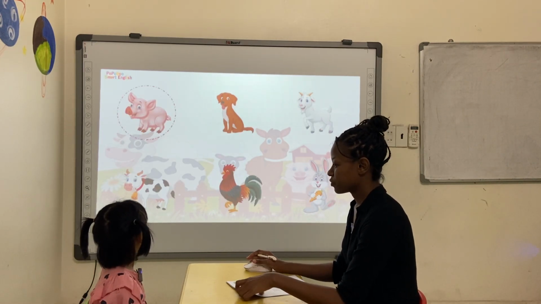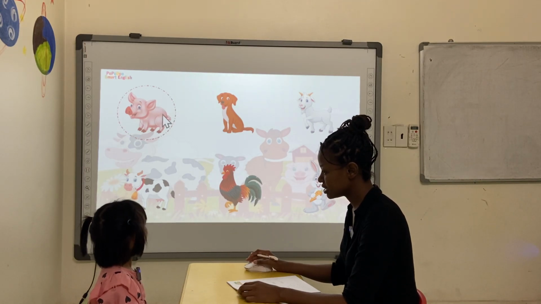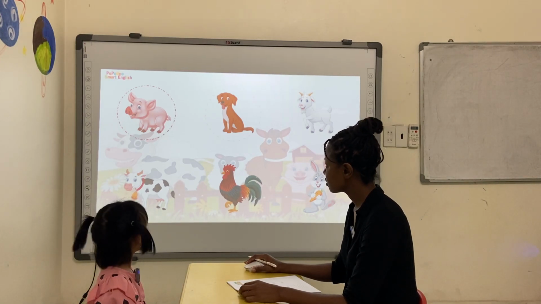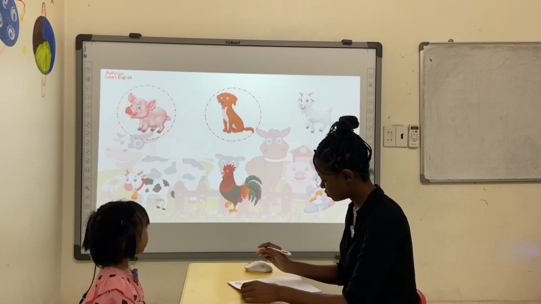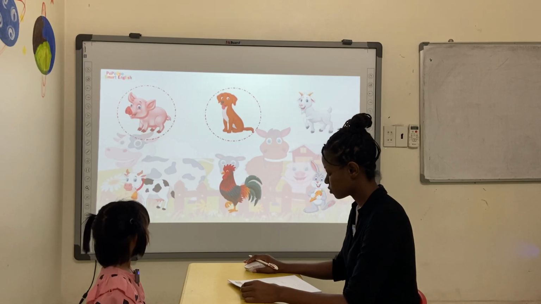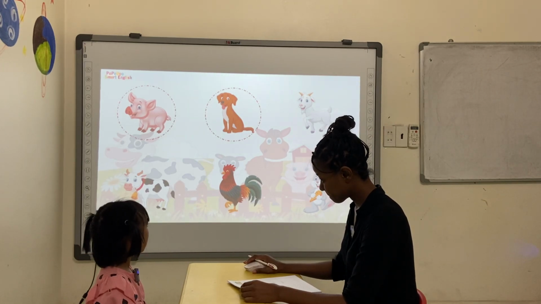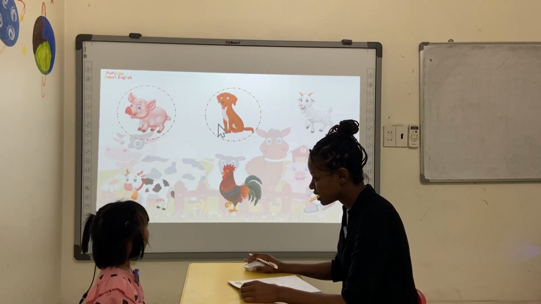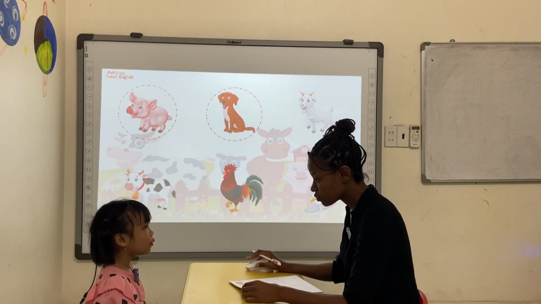It's a pig. What do you see? I see a pig. What do you see? It's a dog. What does the dog say? It's a yellow and white. What does it say? What does the dog say? Woof. Woof, woof, woof.